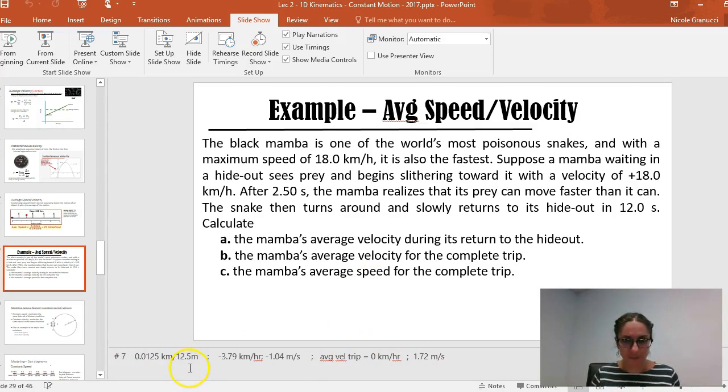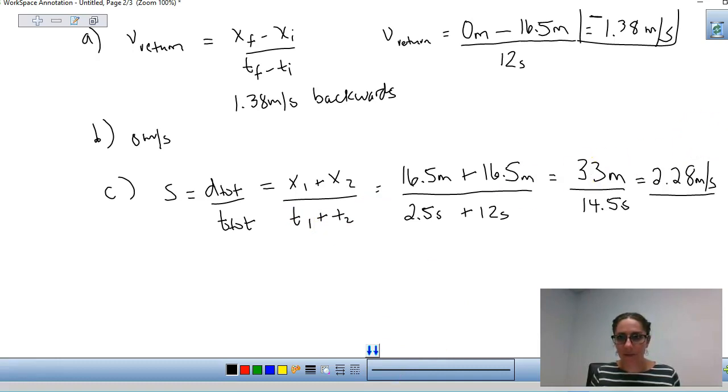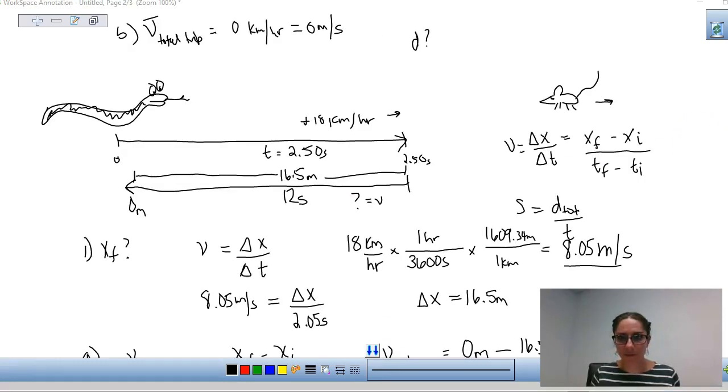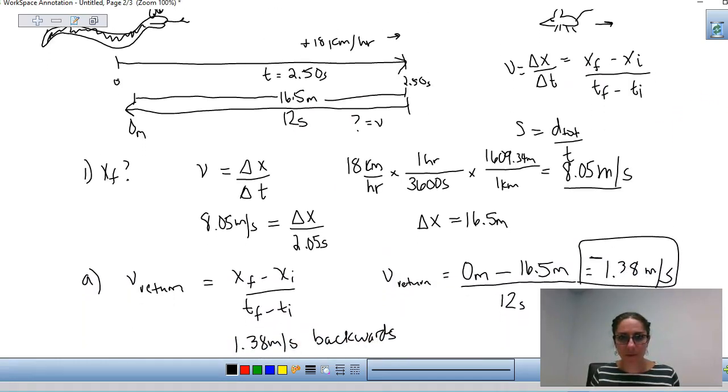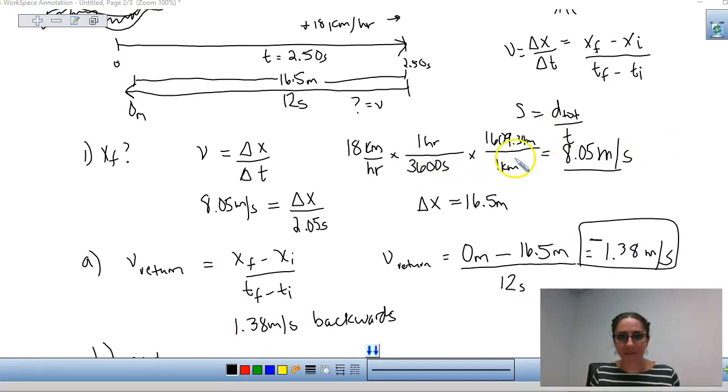12.5. That's always fun. What happened there? 1.05. What did I do there? 1.04. I must have done something. What did I do wrong here? Now I'm confused. The 16.5, did I convert that wrong? I did. Darn! I converted, this was miles, not kilometers.